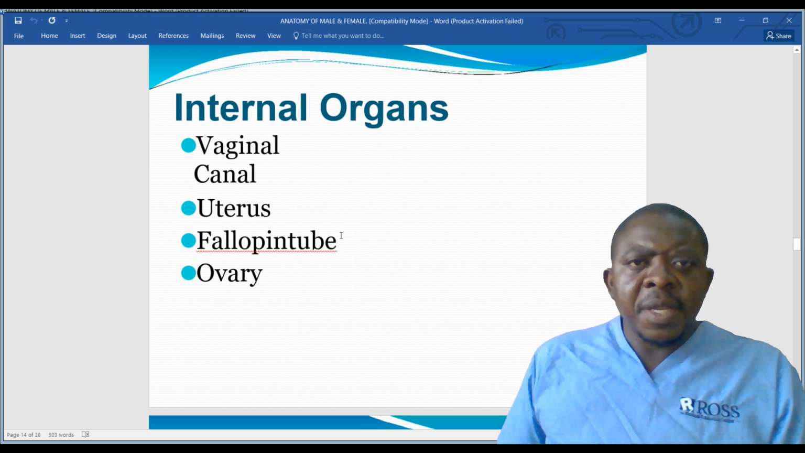Then we have internal organs. Internal organs include vaginal canal, uterus, fallopian tubes, and the ovary.